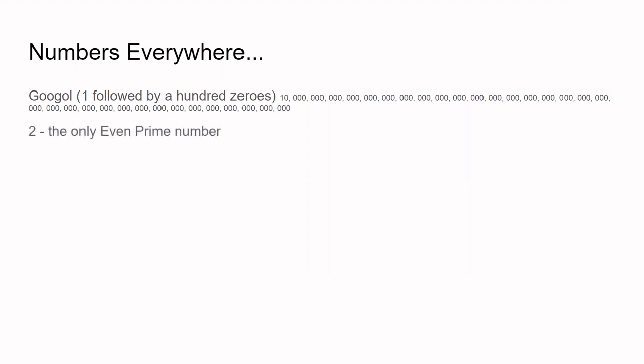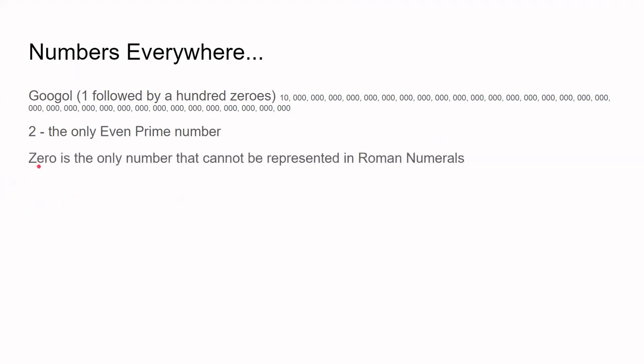Number two. Number two is the only even prime number. There is no other even prime number for the simple fact that any other even number would be divisible by 2. Zero. In ancient Roman numerals, there is no way to represent zero because Romans did not know about zero. Indian civilization invented zero and there was no concept of zero in Roman numerals.